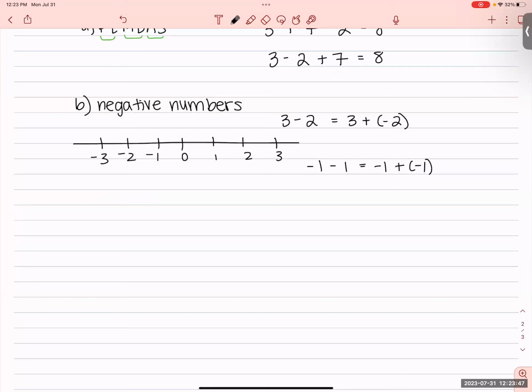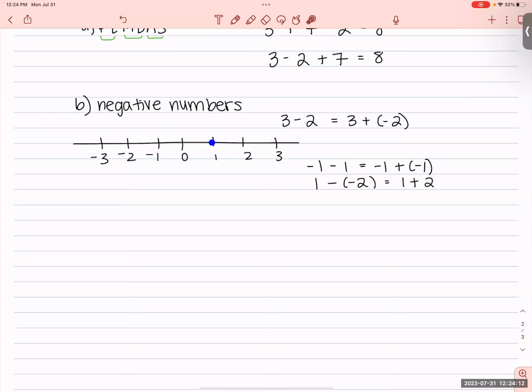If we have something like 1 minus negative 2, that is the same as 1 plus 2. Because if we subtract something, we're moving it backwards. But if I subtract a negative, the negative is moving in the opposite direction. So subtracting a negative is the same as adding.